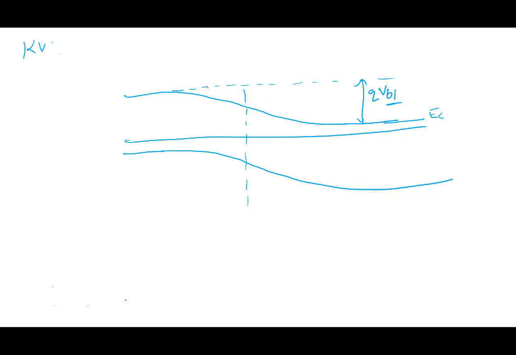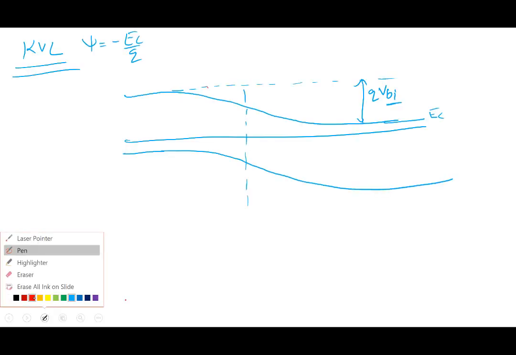We do KVL, Kirchhoff's voltage law. All right. Remember, KVL is what? You go from one end to the other end, and the sum of potentials is zero. Remember, psi is minus EC by Q. Psi and potential are related together. So what do we do? Let's go back to our diagram here.